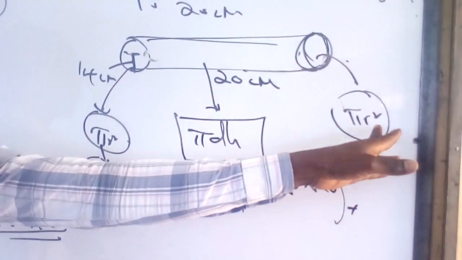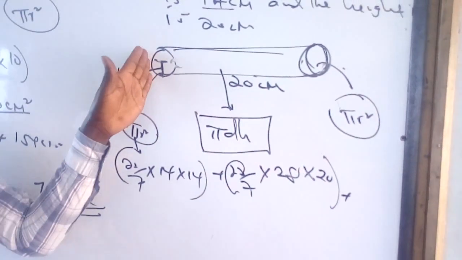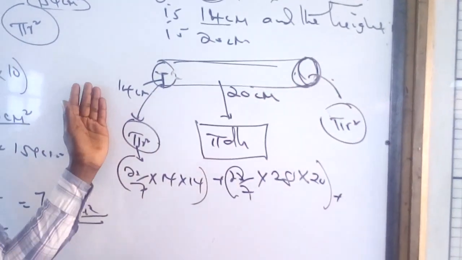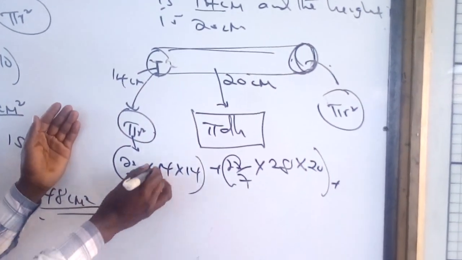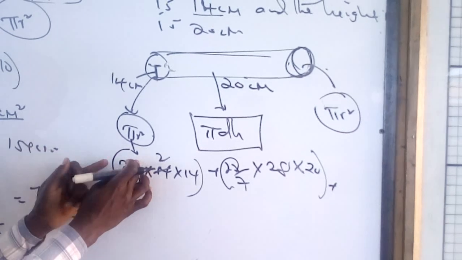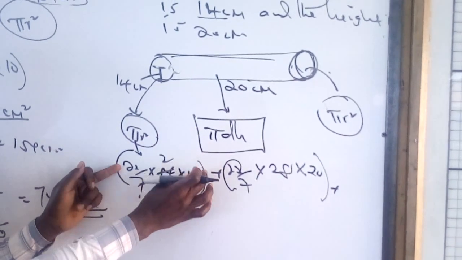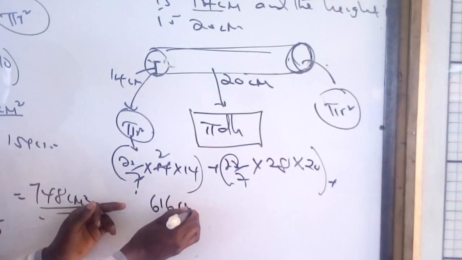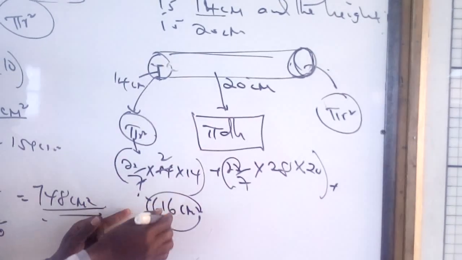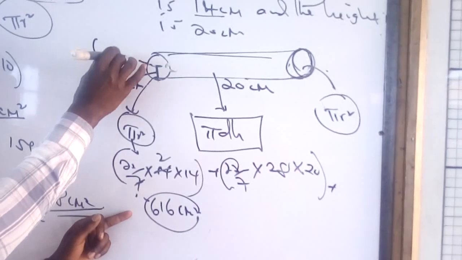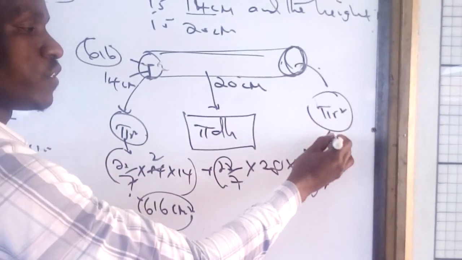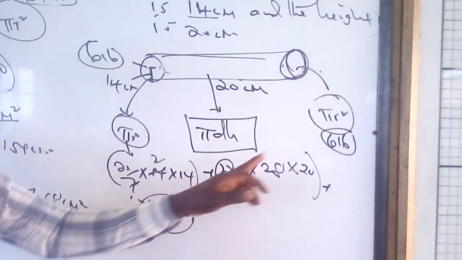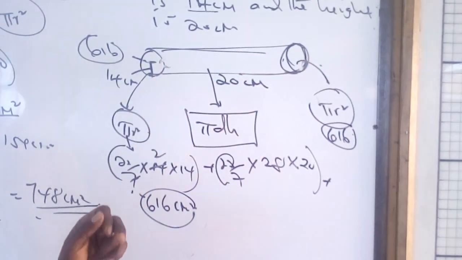In this case, we are not going to calculate the second circle because the circles are the same. This circle and the other circle are the same. So 7 into 14 is 2, 22 times 2 is 44. 44 times 14 will give us 616. So 616 is the area of the circle. This circle is 616 and this circle is 616, because they are the same circles.